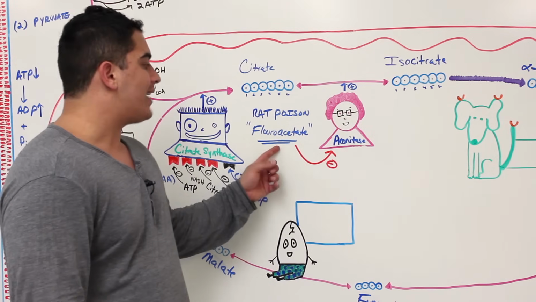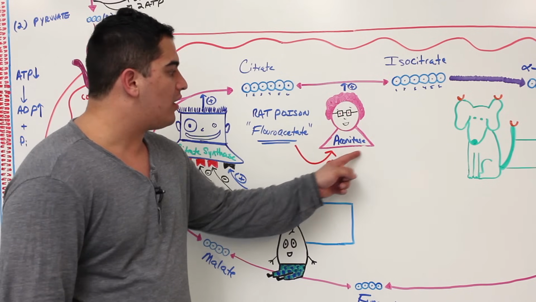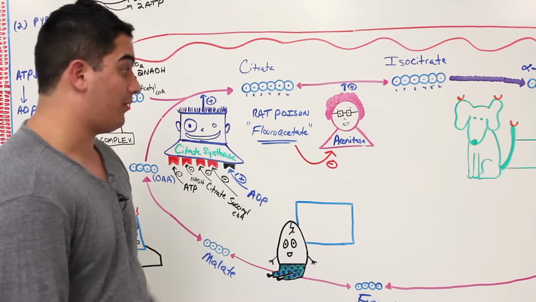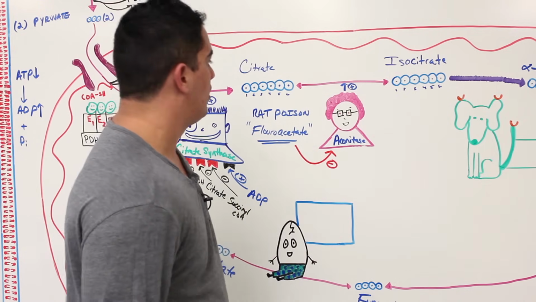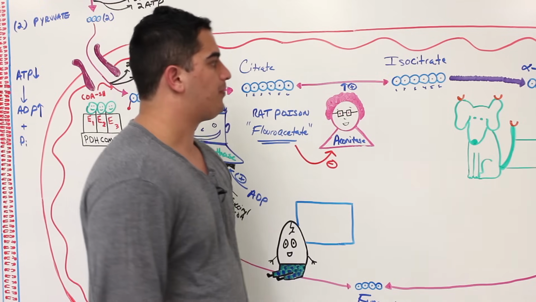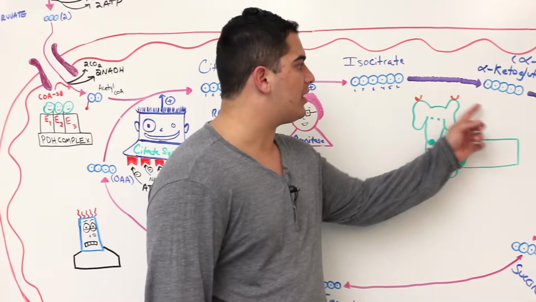So fluoroacetate can actually cause inhibition of this aconitase enzyme. And again, it's within rat poison. So if you somehow terribly take on too much rat poison for whatever reason, it can inhibit this enzyme. All right, cool. Now we come on to this next one.